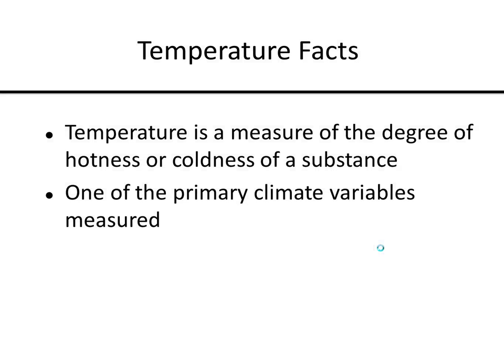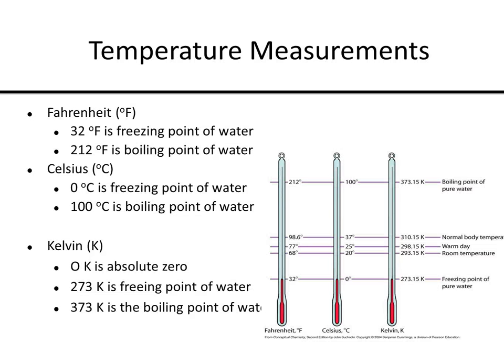Some temperature facts. Again, temperature is a measure of the degree of hotness or coldness of a substance, and you need some type of medium, as we were discussing earlier. One of the primary climate variables that is measured is actually temperature. You can look at it in several different units: Fahrenheit, Celsius, or Kelvin.